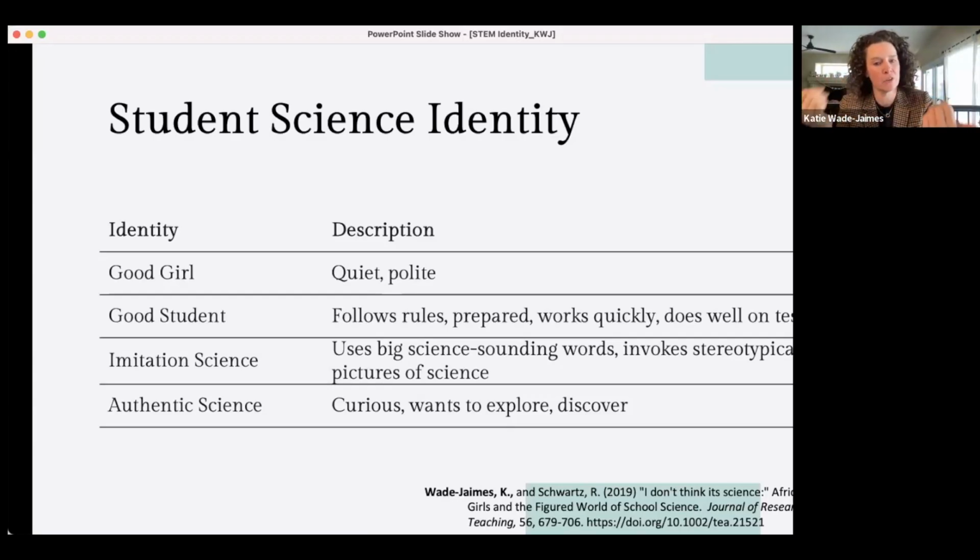Similar to that was that of a good student. If someone wanted to be seen as a good student, they had to follow the rules, be prepared, work really quickly, and do well on tests. All of these were seen as being a good student. When I asked a teacher or another student who they think a good student is and why, these are the things they would describe.